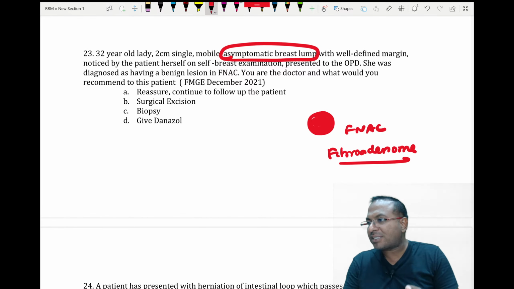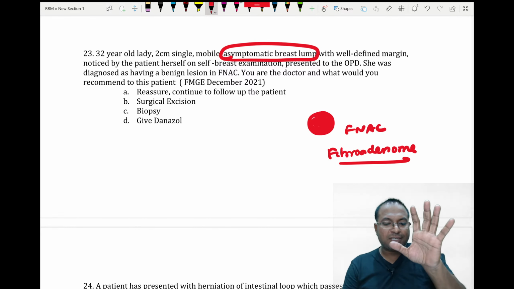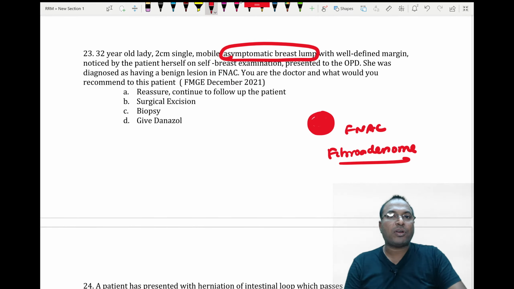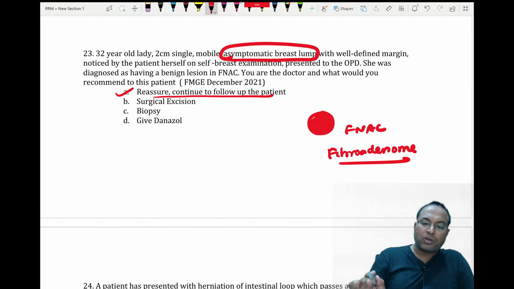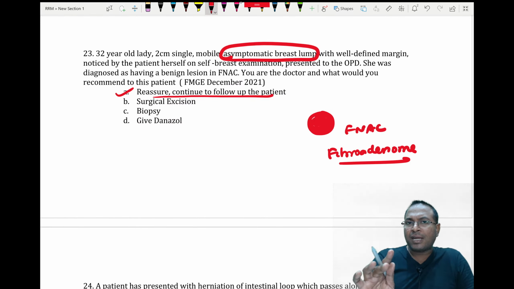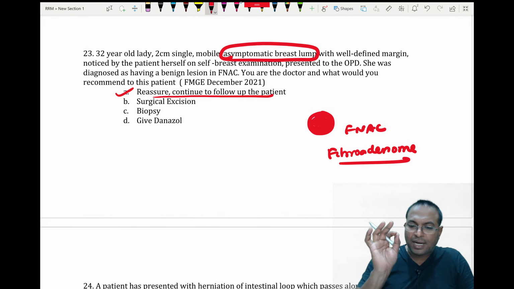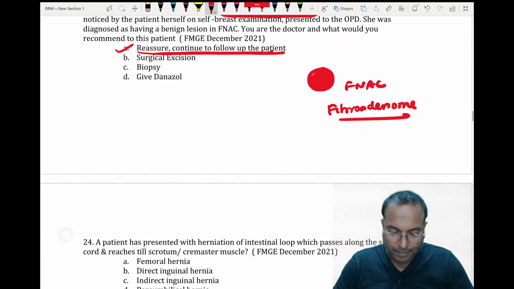Fibroadenoma is known as the breast mouse. It will move here and there. It has a rubbery consistency. Treatment is only for cosmetic reasons. We can excise it. Otherwise, reassure and continue the patient on follow up. But most girls will not accept it. They will come for surgery. But surgery is done not for a risk of malignancy. It is done only for the patient's cosmetic purpose. Otherwise, reassure and continue follow up as the treatment given by surgeons.